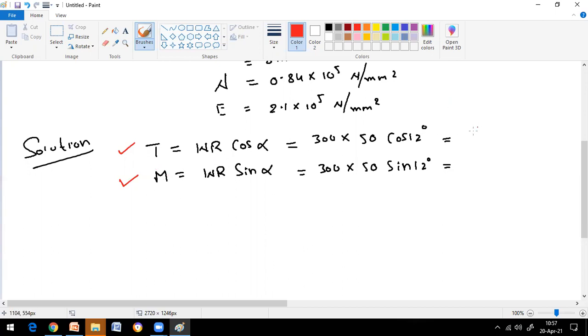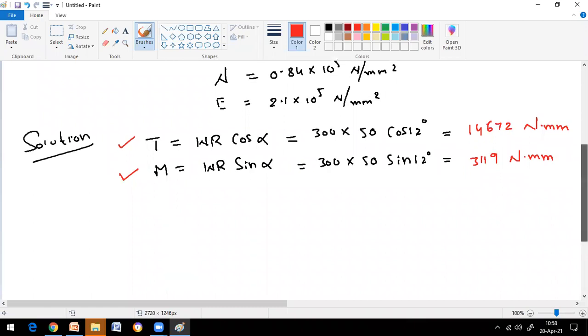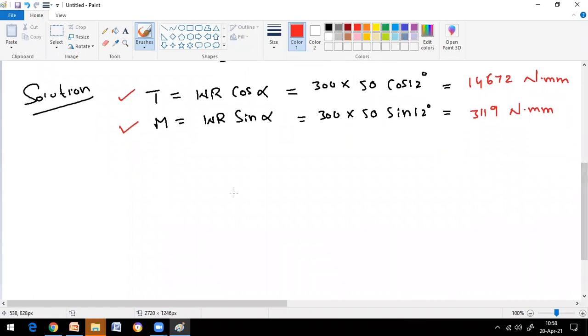The first value is 14672 Newton mm, and the next one is 3119 Newton mm. So you can cross check them. Later on, whenever you find time, please cross check these values with your calculators. And now try to solve the deflection.